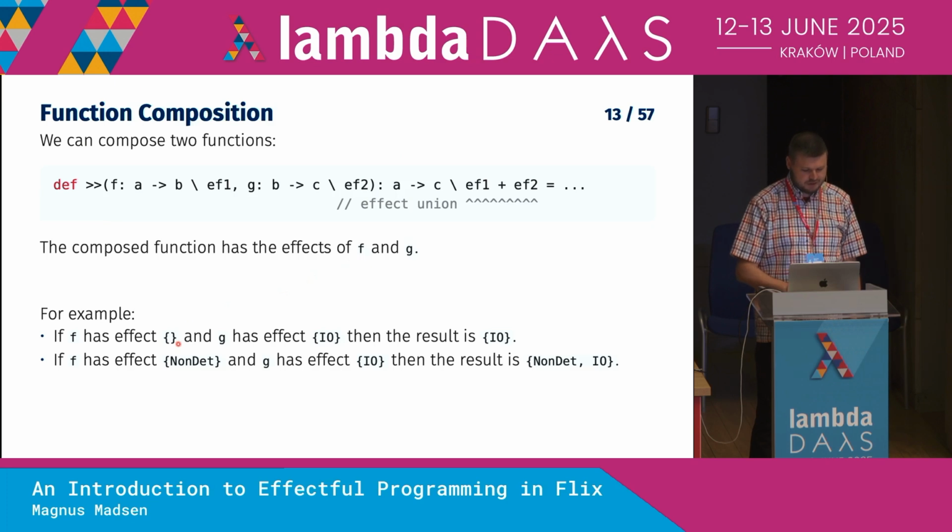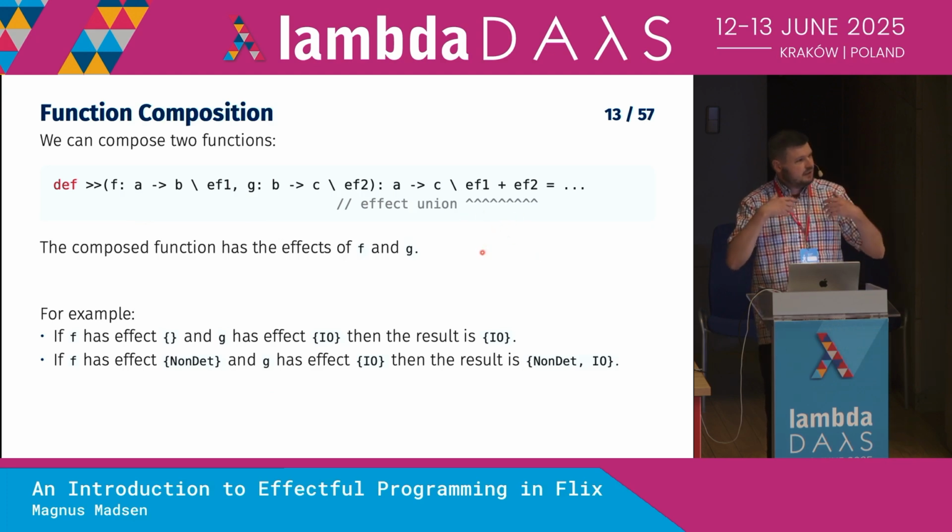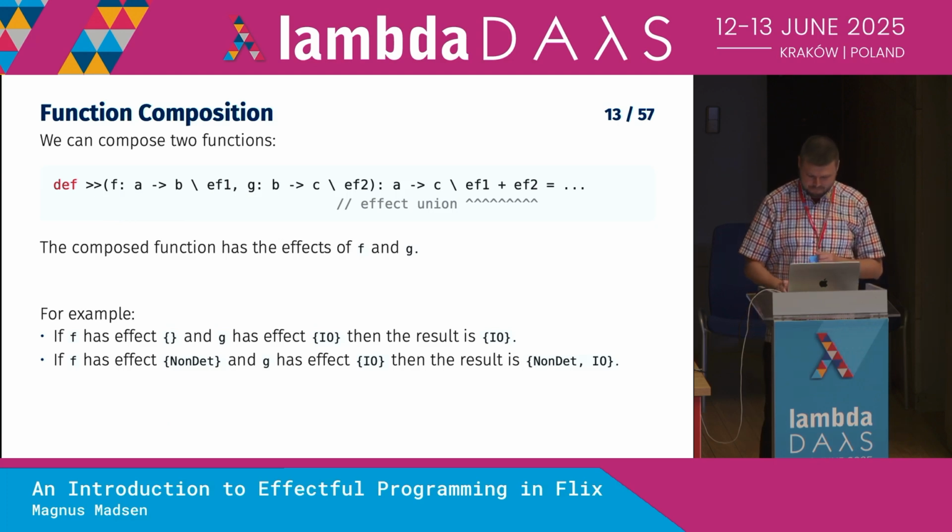So for example, if one function was pure and the other one had I/O, then the whole thing will be I/O. If one was non-deterministic and one was I/O, then the resulting function would be non-deterministic and I/O. And of course, there's a large language design space here, but we think reasoning about sets is something that programmers will be familiar with.